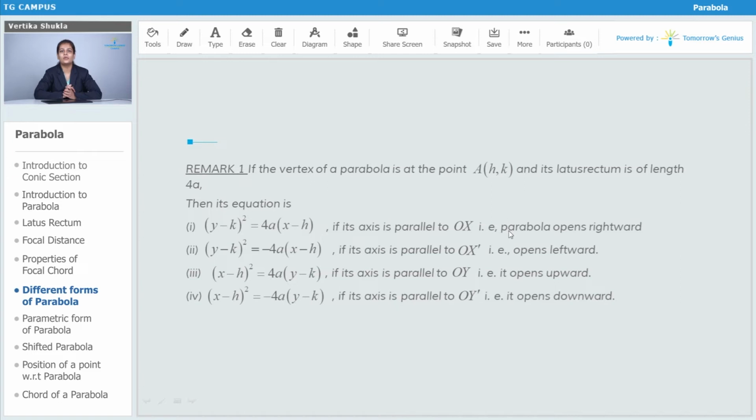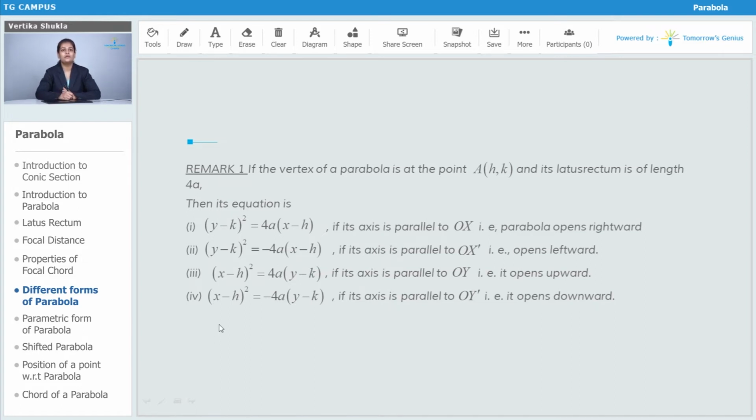Suppose the vertex of a parabola is at the point h, k and its latus rectum is of length 4a. Irrespective of what parabola we are talking about, the length of latus rectum remains constant, which is 4a. And depending upon the value of a, the length of latus rectum will keep changing. Now, what has changed over here? Only the coordinates of the vertex have changed. And what have those become? From 0, 0, they have now become h, k.